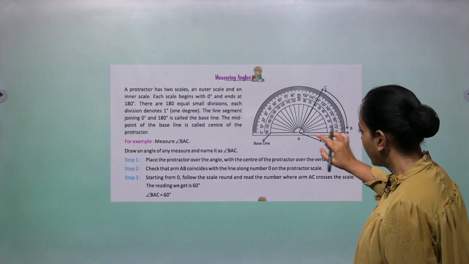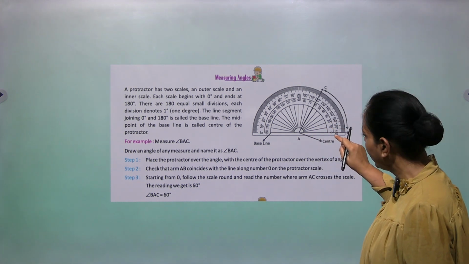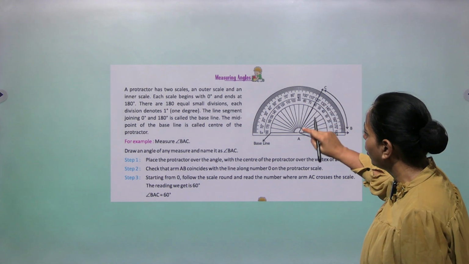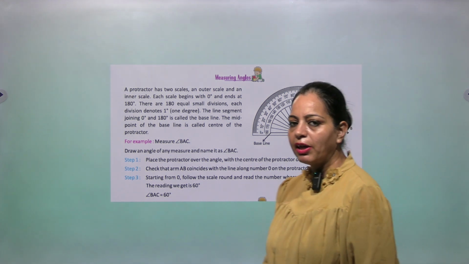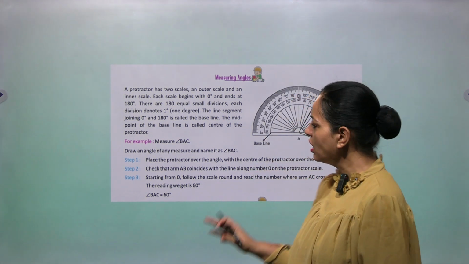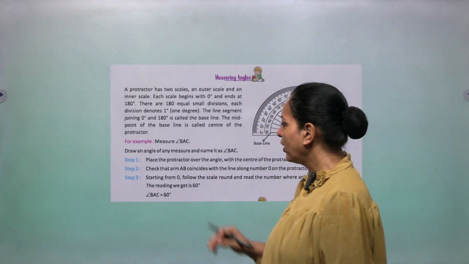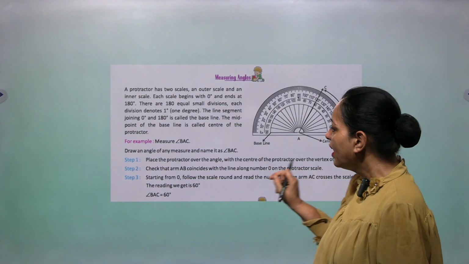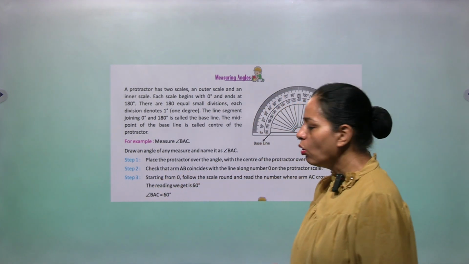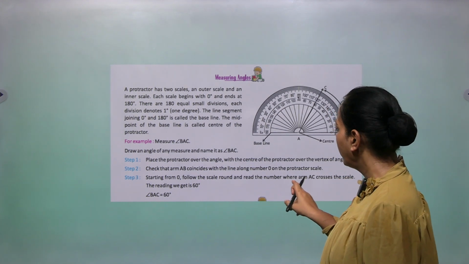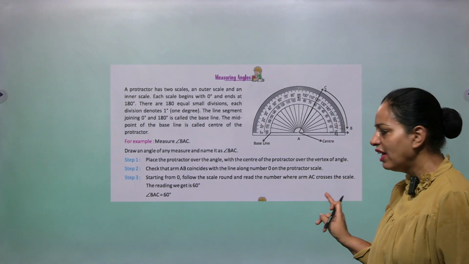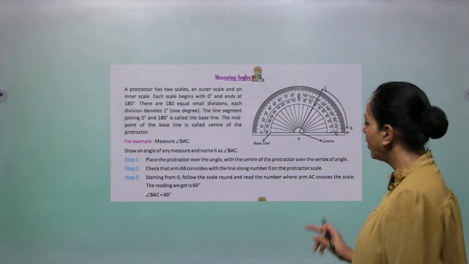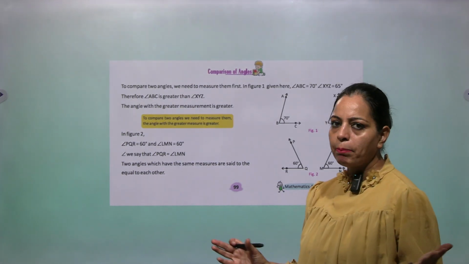So यहाँ पे हमने बेस लाइन को यहाँ पे coincide किया है. So we are taking inner scale. So the other arm is going according to 60 degree. So what is the measurement of the angle? That is 60 degree. So see, they are telling us step 2, check that arm AB coincides with the line along number 0 on the protractor scale. And then step 3, starting from 0, follow the scale round and read the number where arm AC crosses the scale and the angle we get is 60 degree. So it's very easy. When you will do practice, you will be perfect.